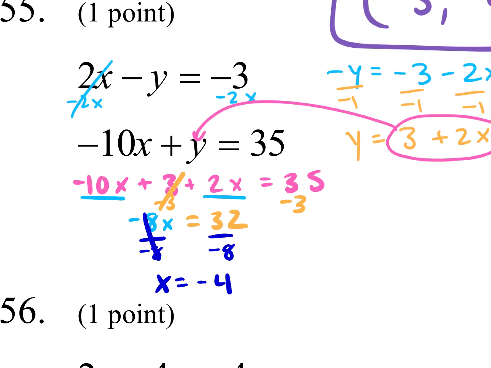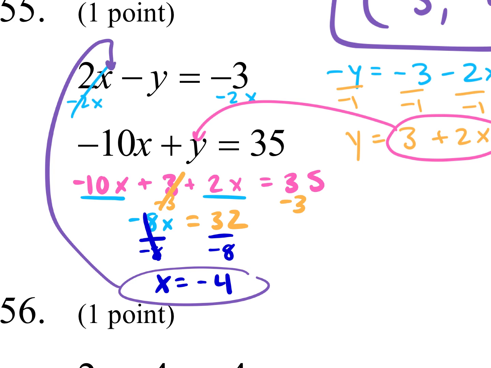How do I find y? You gotta plug in the x. Take the x and plug it in. So I'm going to plug it into the first equation. So I have 2 times negative 4 minus y is equal to negative 3.